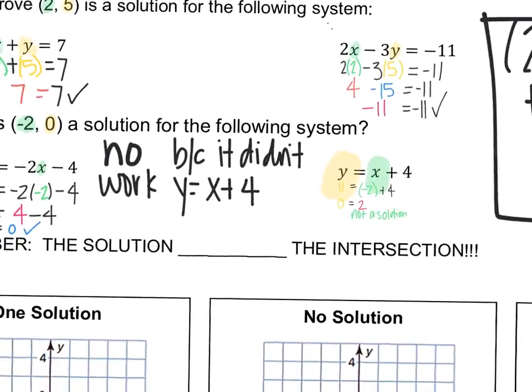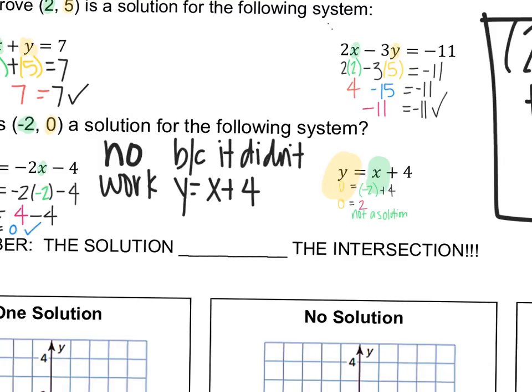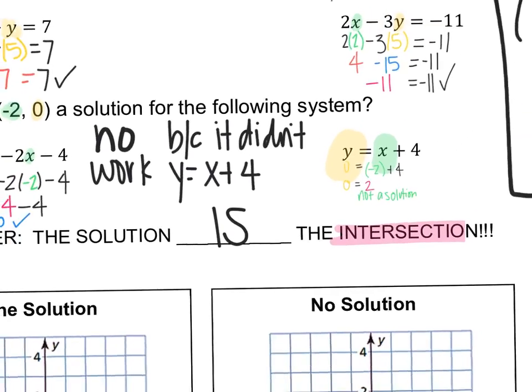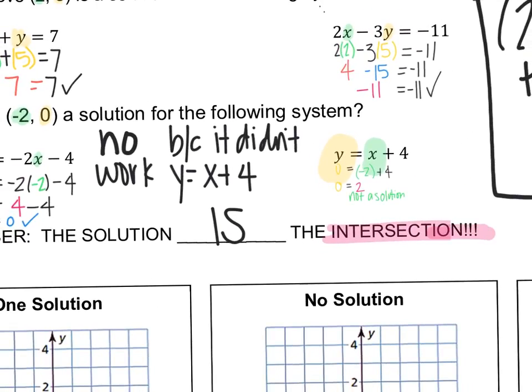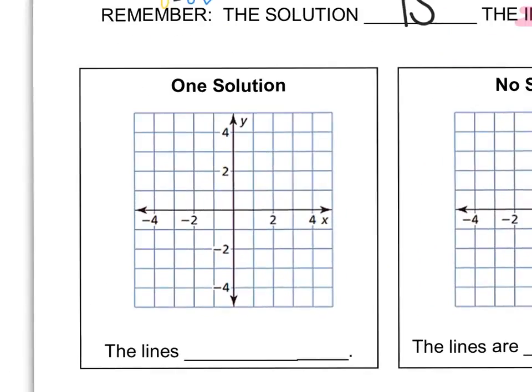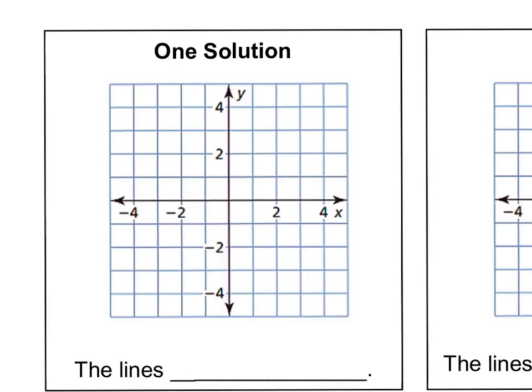So look at number 3. Use the graph to the right to solve the system of linear equations. Check your solution. So remember, if I am looking to solve the system of linear equations, all I am looking for is the point of intersection. I'm looking for the point of intersection. So I'm going to go over here to my graph to the right, and I'm going to look at where these lines intersect. Well, we can see they intersect right here.